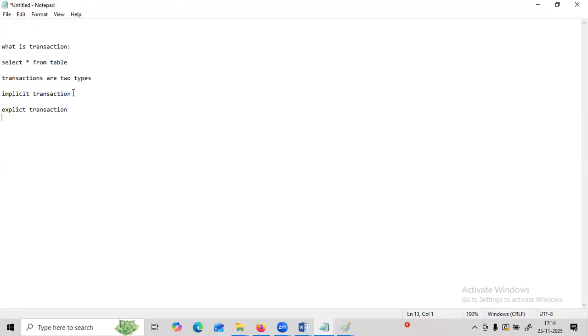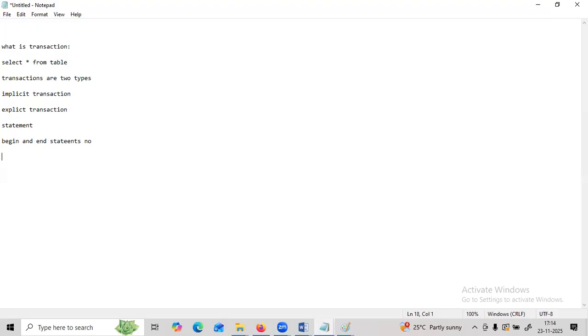So what is the implicit transaction? When we are writing the statement, we are not going to provide any begin, and we are not going to end with an end statement. Whenever we write a statement that doesn't have a begin at the start of the statement and doesn't have an end at the finish, that transaction we can call an implicit transaction.